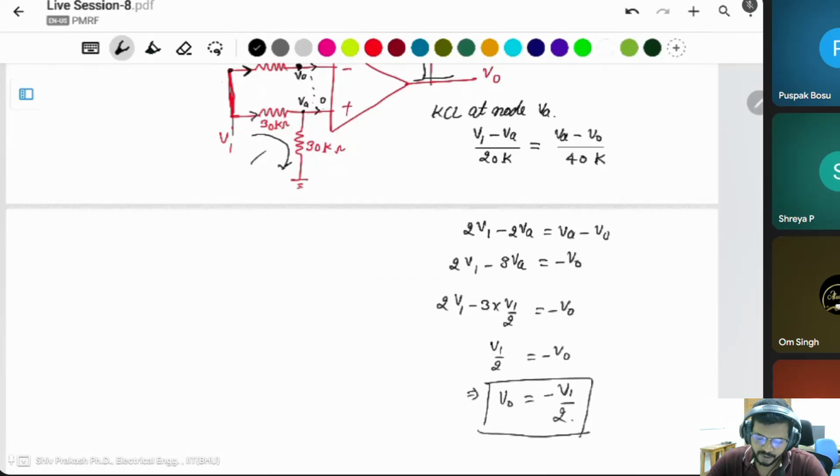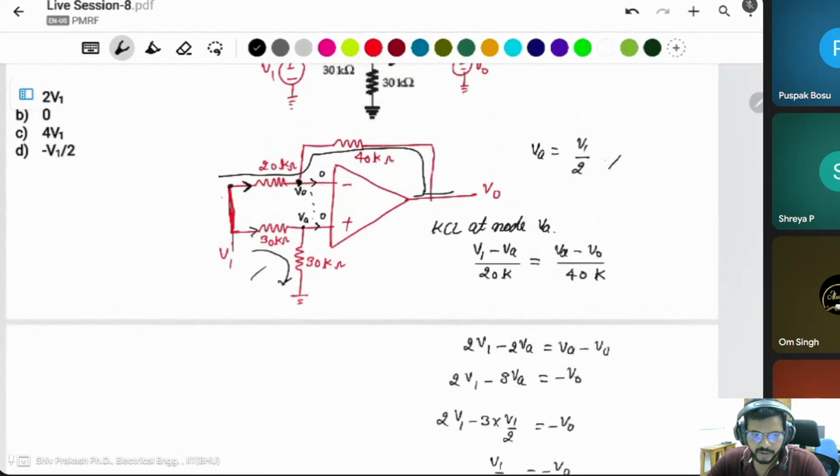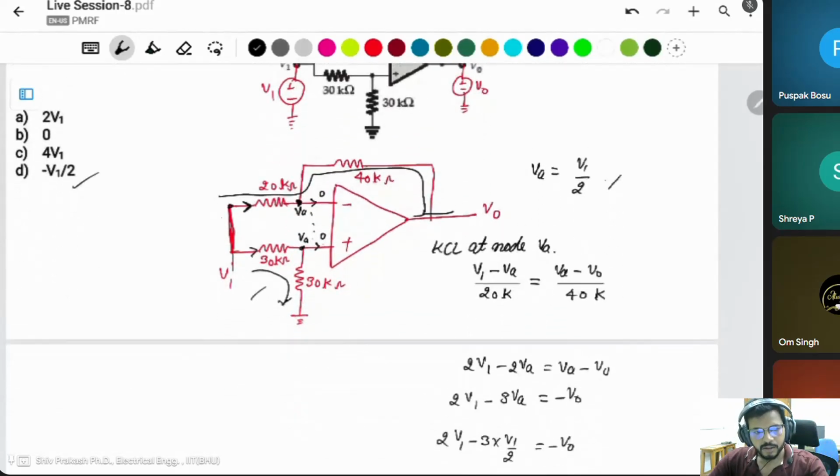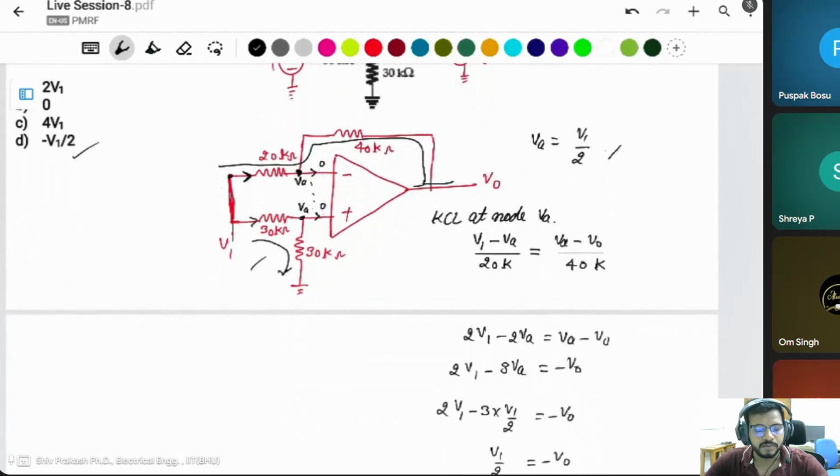Okay. Simply you can apply the virtual short method. I think this is the answer. This voltage is the same as this voltage. Apply. Next.